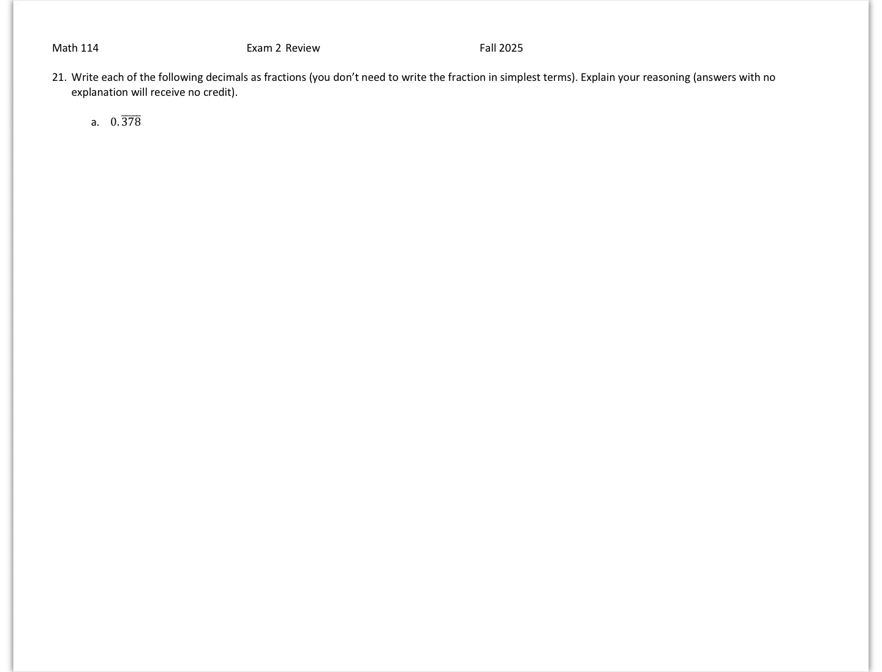Write each of the following decimals as fractions. You don't need to write the fraction in simplest terms. Explain your reasoning, and answers with no explanation receive no credit.